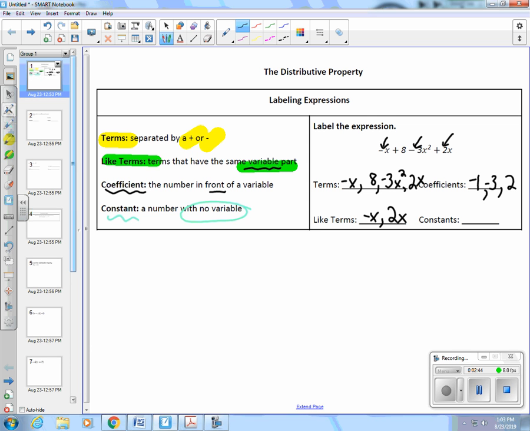And the last thing that we are going to write down is the constant. A constant has no variable, so all we have is a positive 8. Make sure that is in your notes, please.